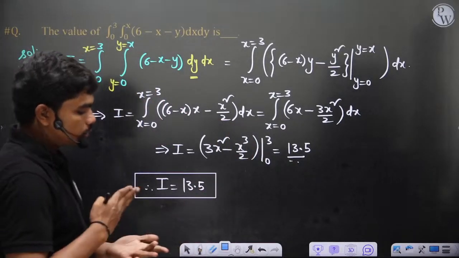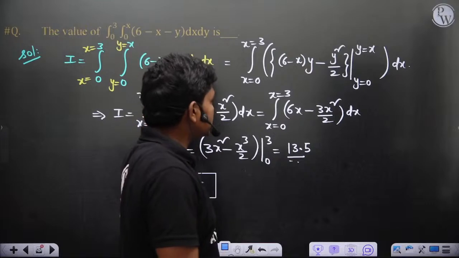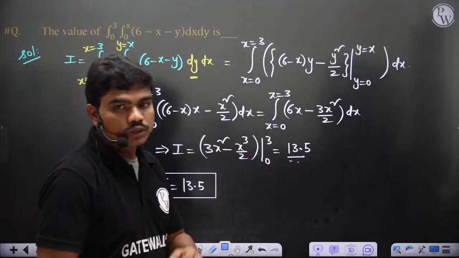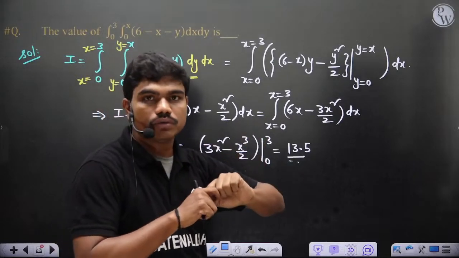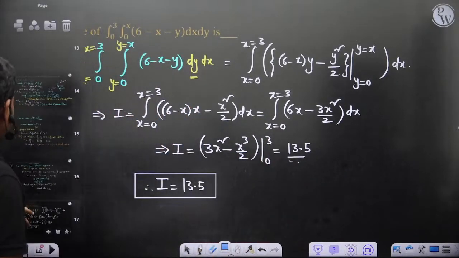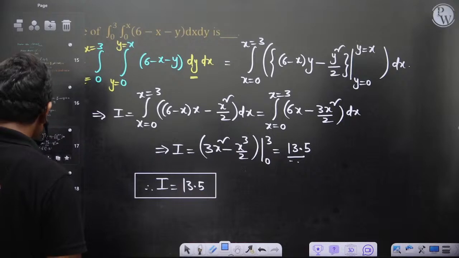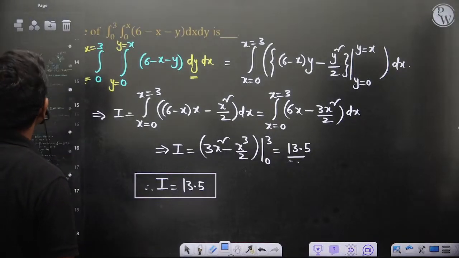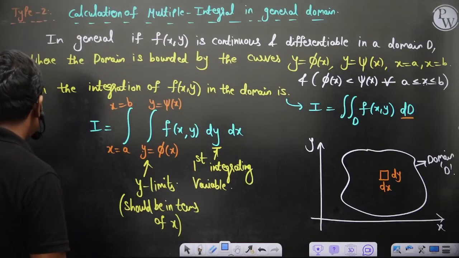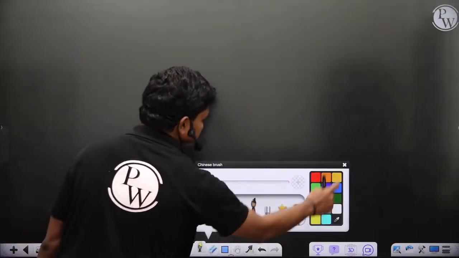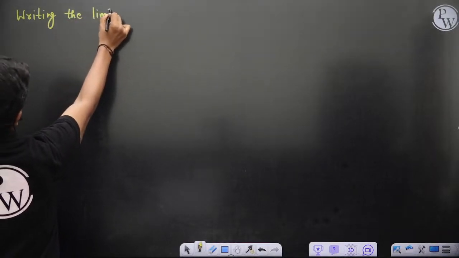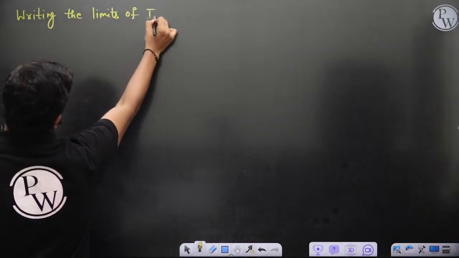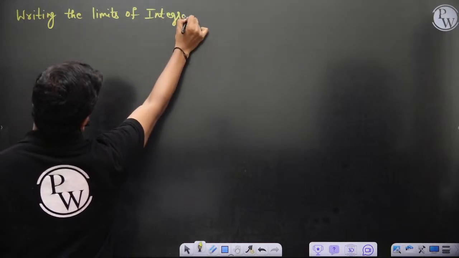Now let's see one situation. I've given you these limits, so it's easy to calculate this integral. Let's say instead of this question, I did not mention the limits, but gave you just an integral. So let's see, I is equal to, so fine. Writing the limits of integration, this is the main crux problem, writing the limits of integration. Let's see how we write.